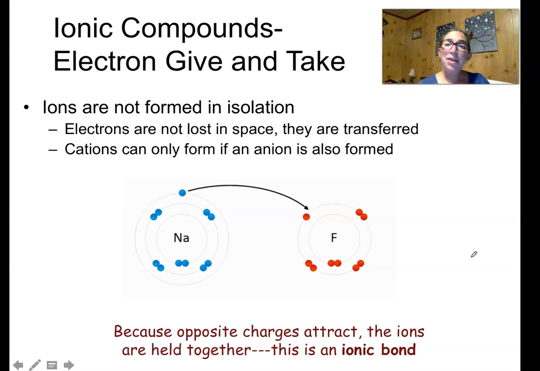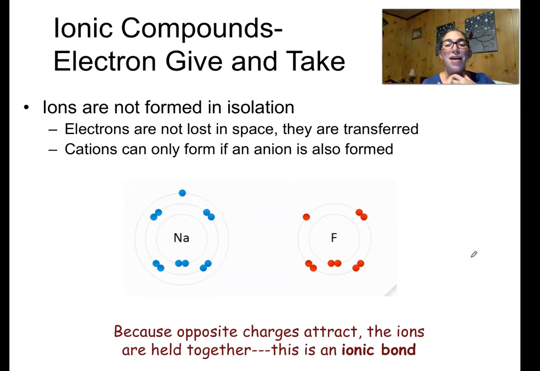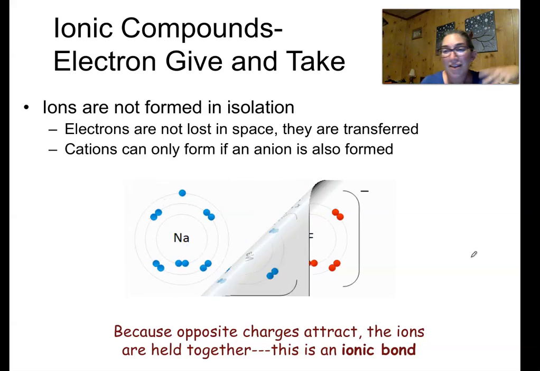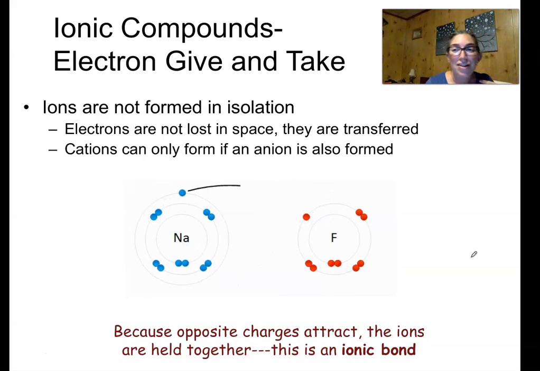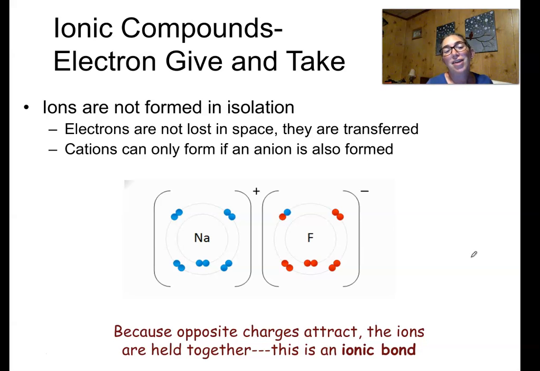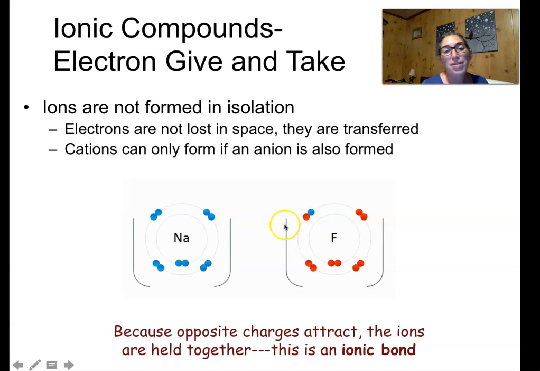Okay, so now that we understand the different types of ions and how to name them, now we're going to talk about how they can come together to form ionic compounds. So we said that ions can gain or lose electrons, but they don't just spit electrons out into the air around them and then grab electrons out of the air. If one substance gives away an electron, there needs to be a receiver to receive that electron. So that happens in tandem, the gaining and losing of electrons. So ions are not formed in isolation.